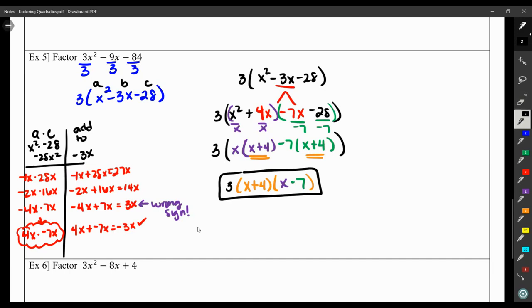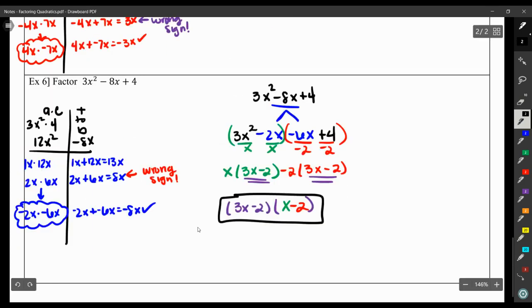If you'd like, if you still want one more for practice, you can pause the video and try number 6 as well, if you need some more practice. And here's your factored form of example number 6.